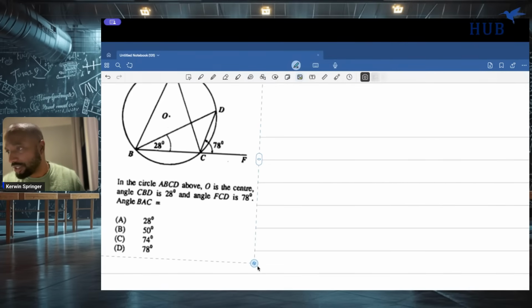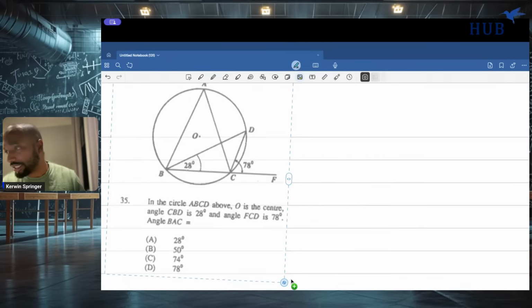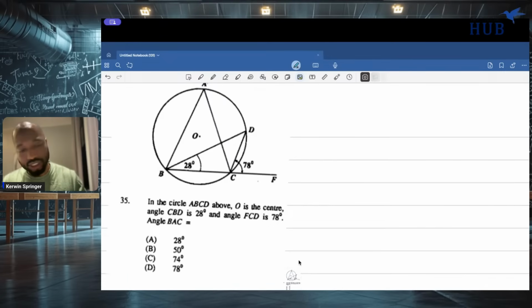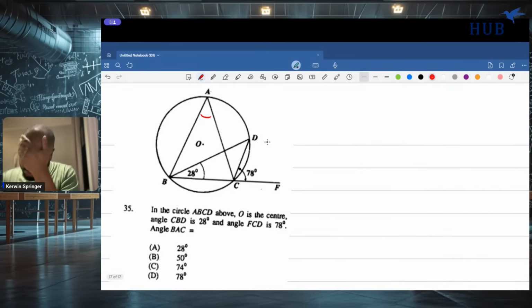In the circle A, B, C, D above, O is the center. What does O have to do with anything? O is the center. And the circle, angle CBD is 28, angle FCD is 78, angle BAC up here. All right, so let's see if we could wash that question off our mind and go on to another question. I don't know why they tell me O.